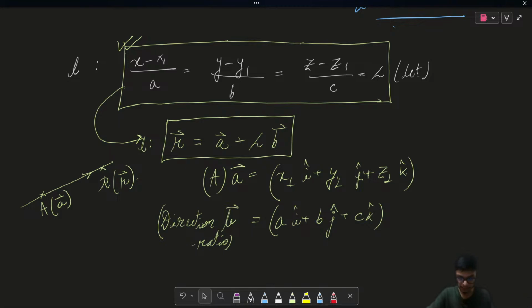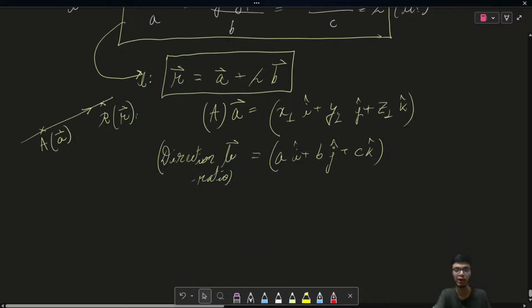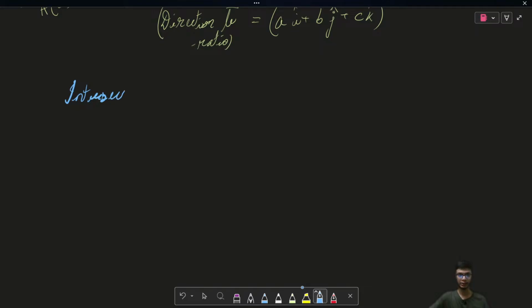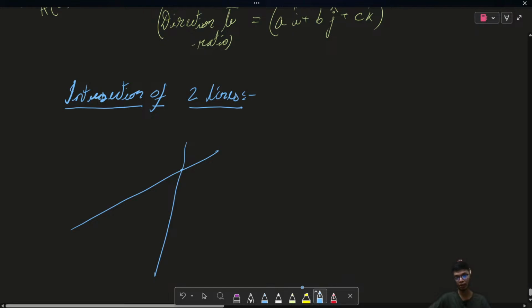Alright, with this part, let's go on to discuss how to find the point of intersection of two lines. Let us say I need to find the intersection of two lines in space. How can I do that? It is very simple: whenever two lines intersect at a common point, the coordinates of that point will lie on both the lines. So let us say this is my line number 1 and this is my line number 2.